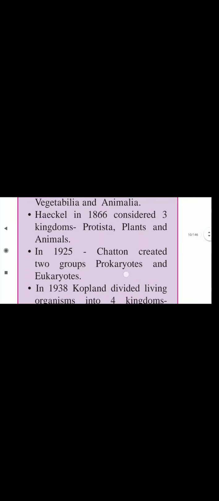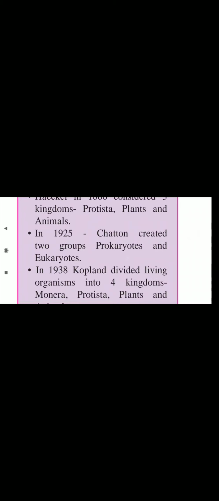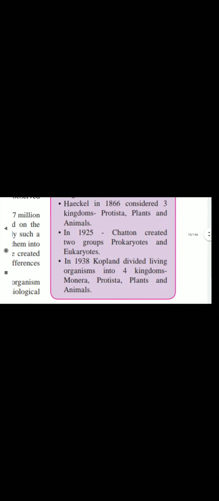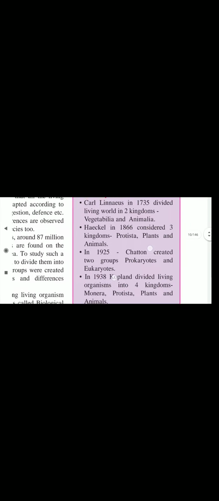After that, in 1925, Chatton created two groups. These are prokaryotes and eukaryotes. In 1938, Copeland divided living organisms into four kingdoms, and these four kingdoms are Monera, Protista, plants and animals. In this way, so many scientists tried to classify the animals, all living organisms.